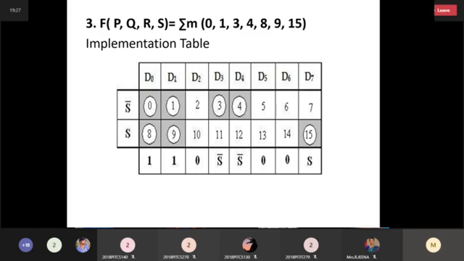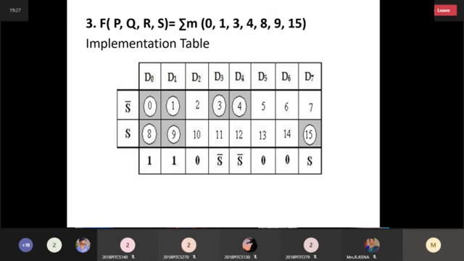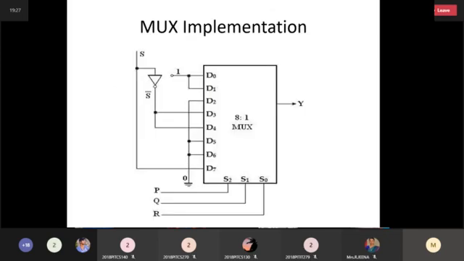S bar. What are the variables? What are the inputs for S bar? D3 and D4 are S bar. So S bar is given as D3 and D4. Okay, next. D7 is yes, so give D7 as yes. Now what are the selection lines? S0, S1, S2, PQ are the selection lines. Y is the output. Okay, understand?